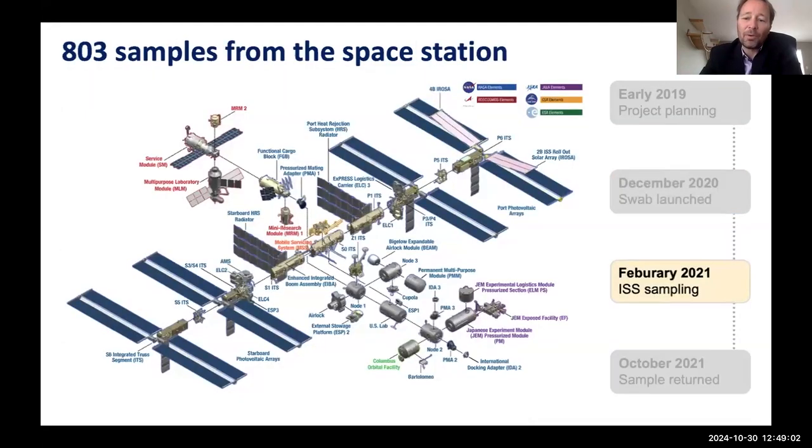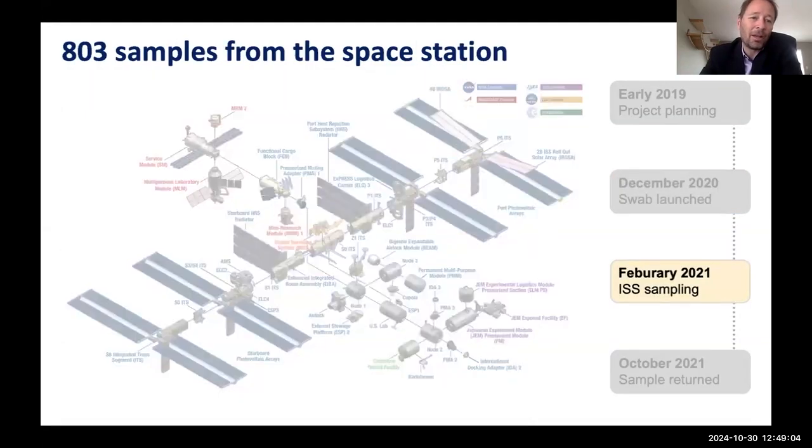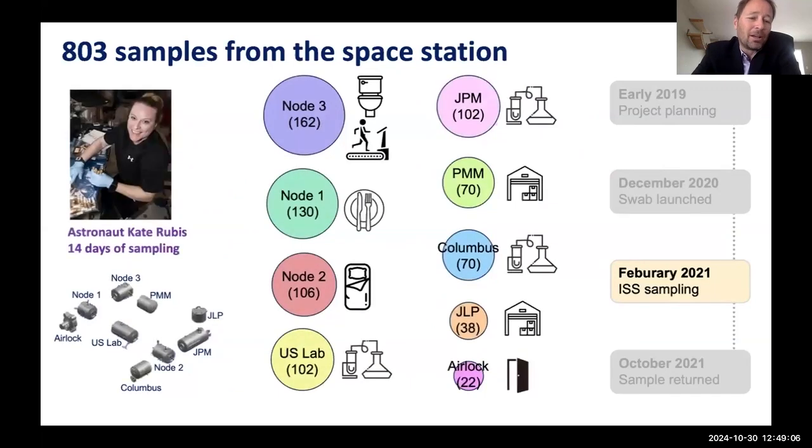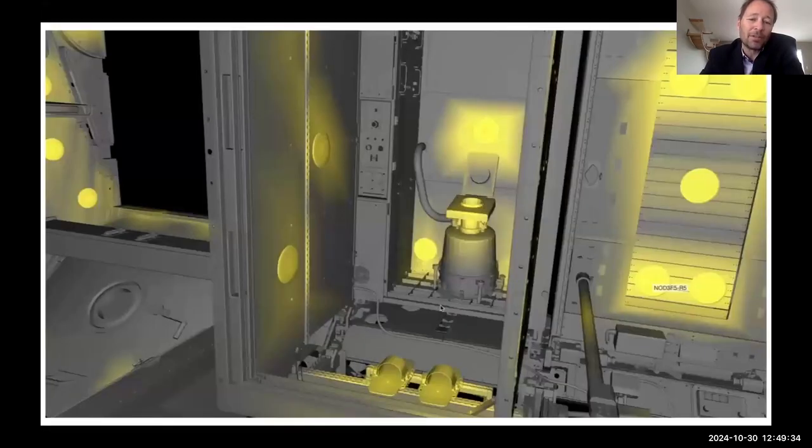And then in 2021, the sampling happened, and in total, Kate Rubins, the astronaut that was doing the sampling, spent 14 days sampling. She got 803 samples total, and she took pictures of everything she sampled. She really documented every location of where in the space station this was sampled. In total, we were able to get samples from 9 different modules, and then those were sent back to us.